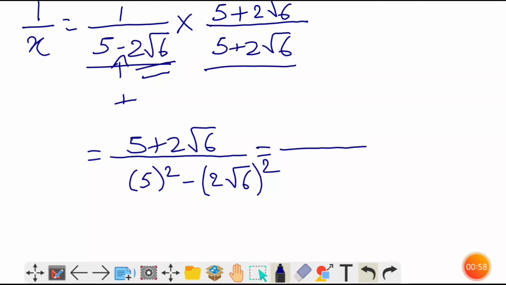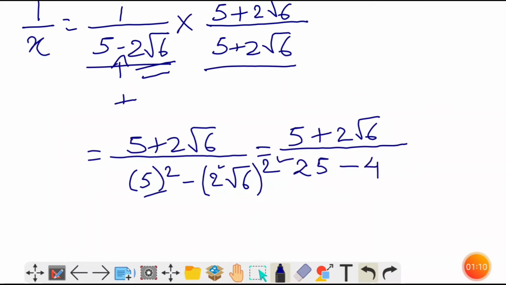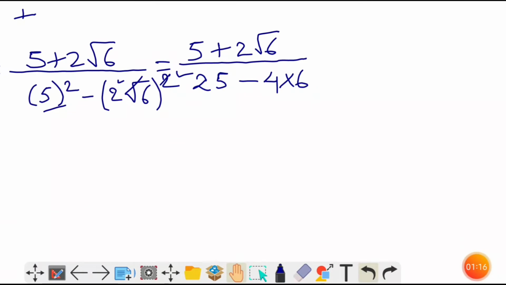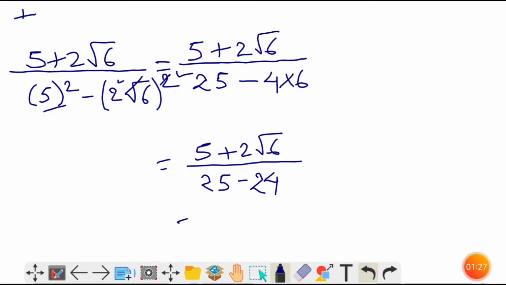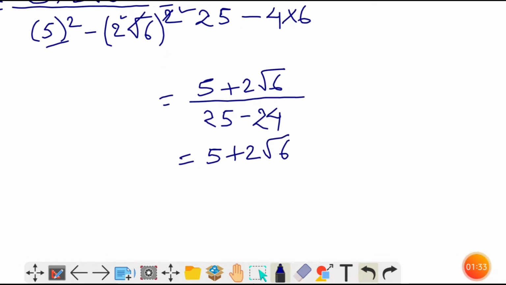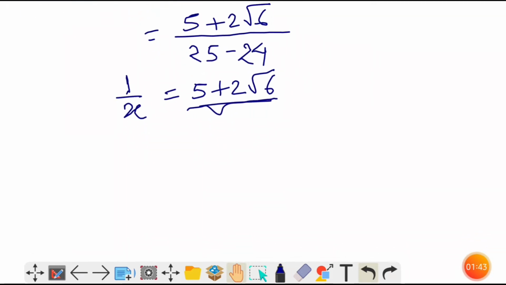So in the numerator we have 5 plus 2 root 6 and in the denominator 5 square is 25 minus 2 square is 4 into 6 (the square will cancel the root). Now we get in the numerator 5 plus 2 root 6 and in the denominator 25 minus 24, that is 1. So we found the value of 1 by x here, that is 5 plus 2 root 6.